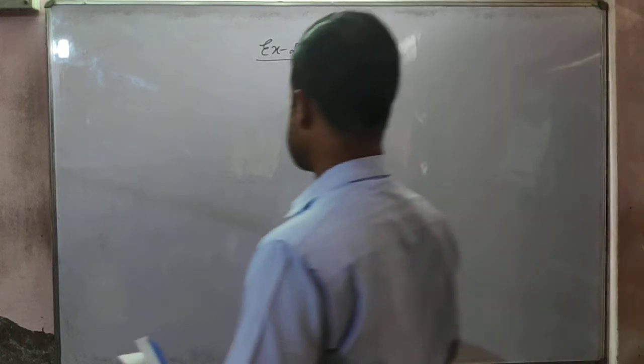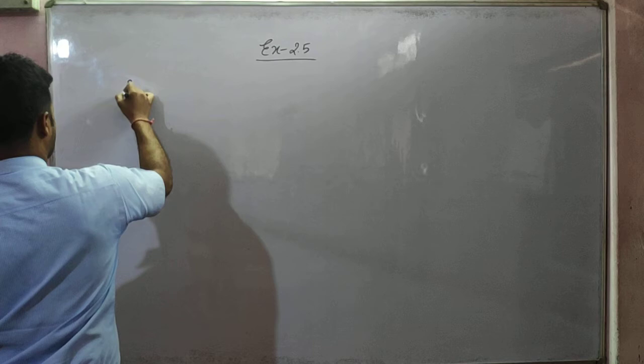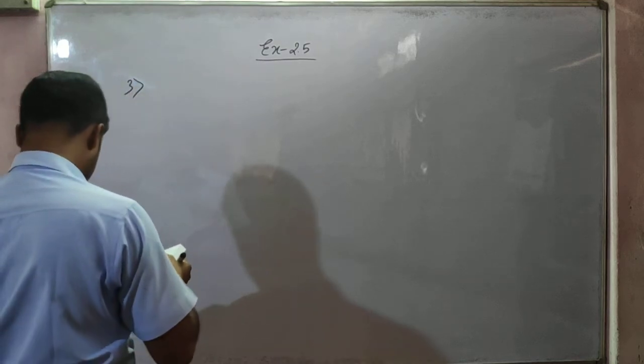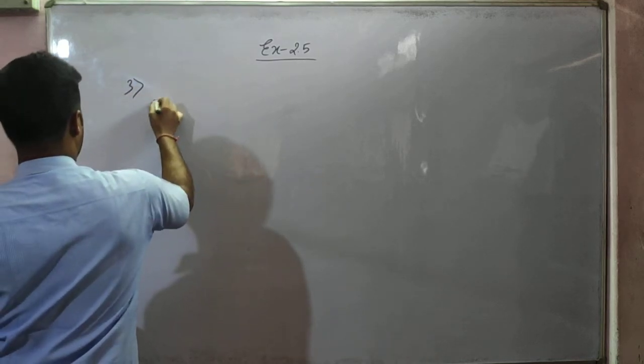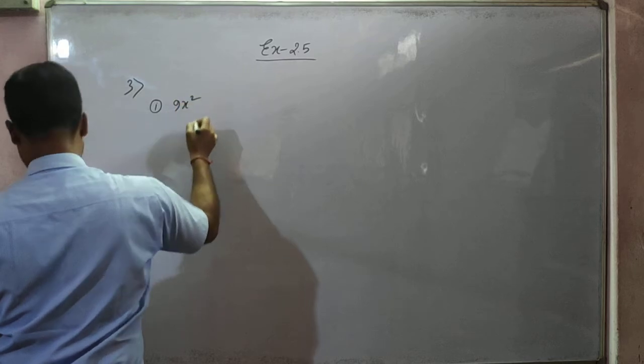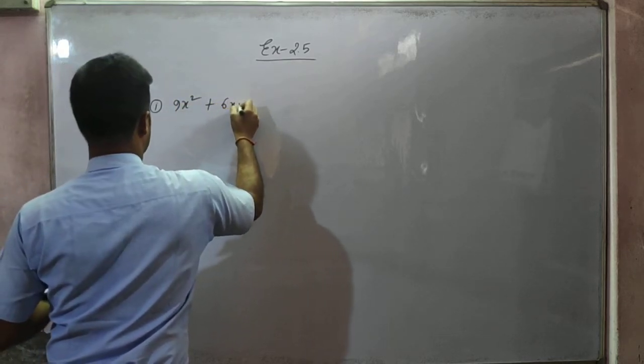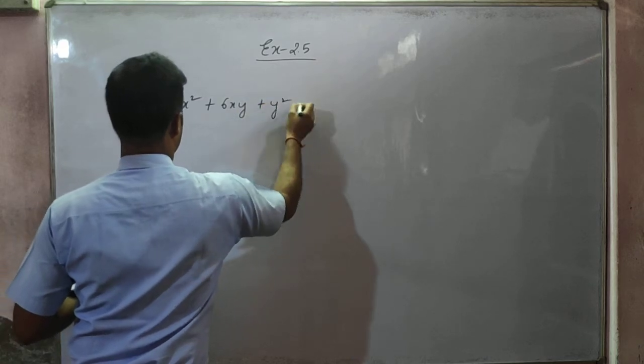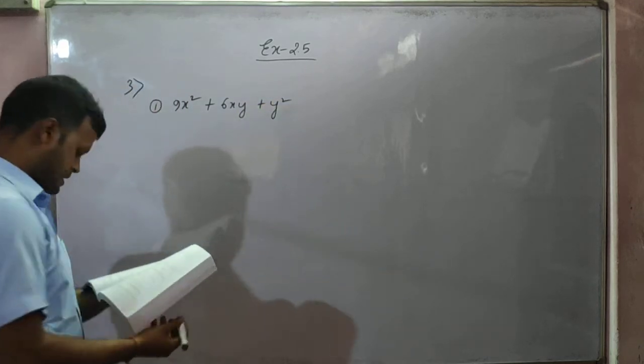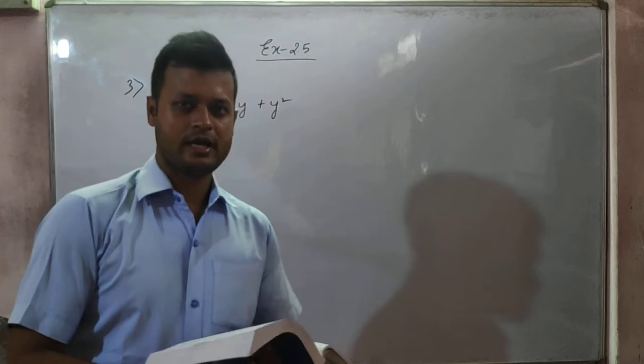So students, next let us come to number 3. Let us come to number 3. Number 1. 9x square plus 6xy plus y square. Okay, 9x square plus 6xy, students.